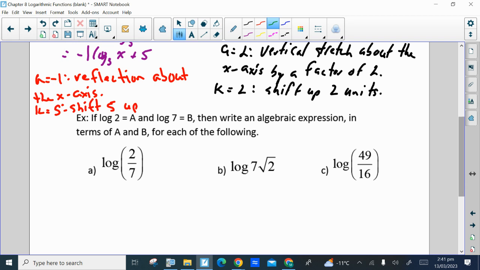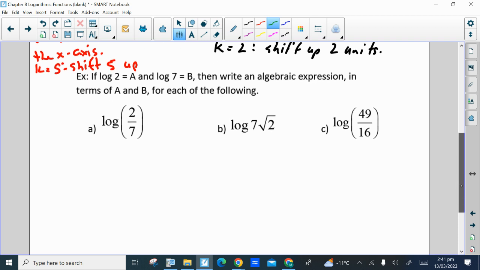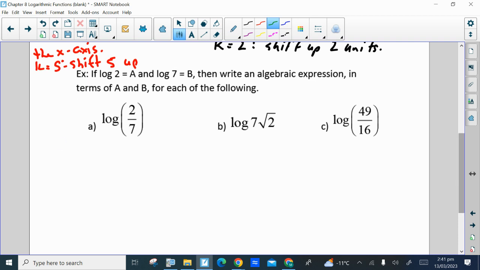These next examples, there have been questions on diploma exams in the past that look like this. We're told that log of 2 equals a, log of 7 equals b. Write an algebraic expression in terms of a and b for each of the following. The first one, log of 2 on 7, using the quotient law, we need the log of 2 minus the log of 7. And we're told the log of 2 is equal to a and the log of 7 is equal to b. So that expression in terms of a and b is a minus b.